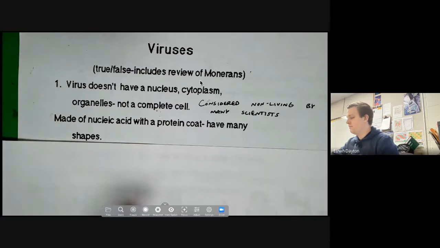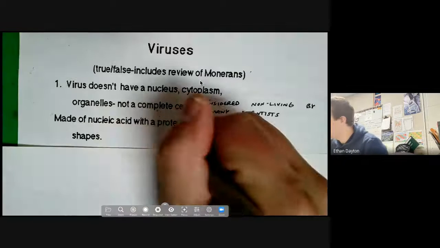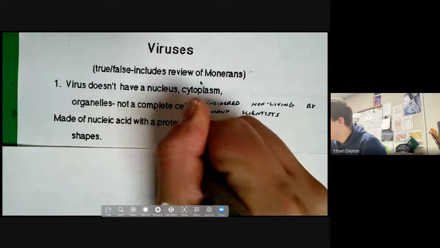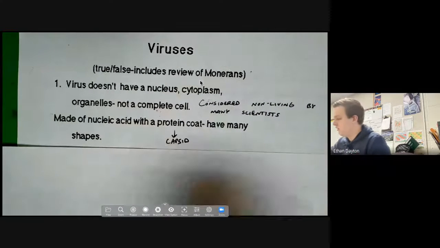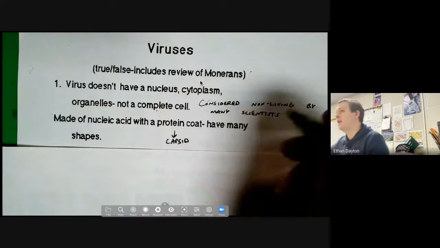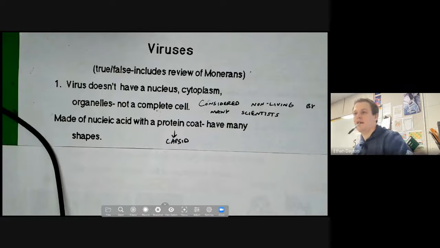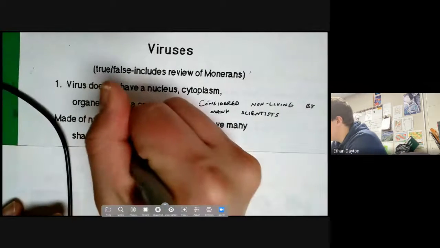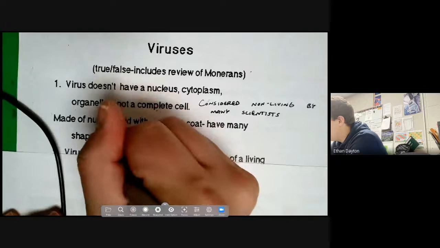But what it does contain is nucleic acid, whether that be deoxyribonucleic acid or ribonucleic acid. That would be DNA or RNA. And it has a protein coat. Part of it is called the capsid, right? We talked about that just now in the textbook assignment. And those have many shapes. This nucleic acid, DNA or RNA.